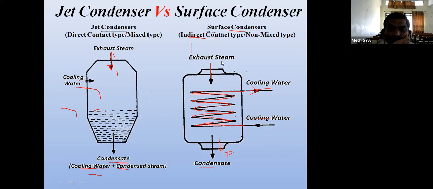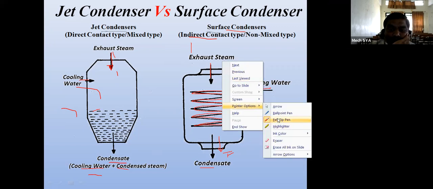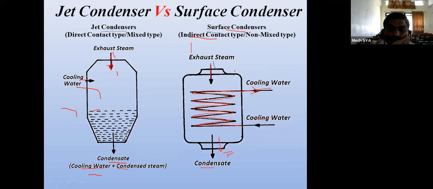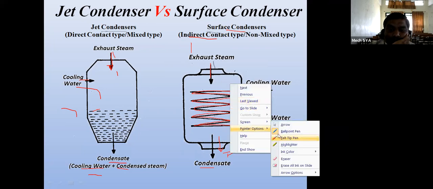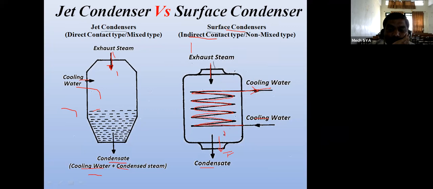The exhaust steam enters from the top and flows in the downward direction, and around the tubes is the cooling water. So the cooling water is flowing inside these tubes. Okay, so this takes place, and the water gets heated by absorbing heat from the exhaust steam.